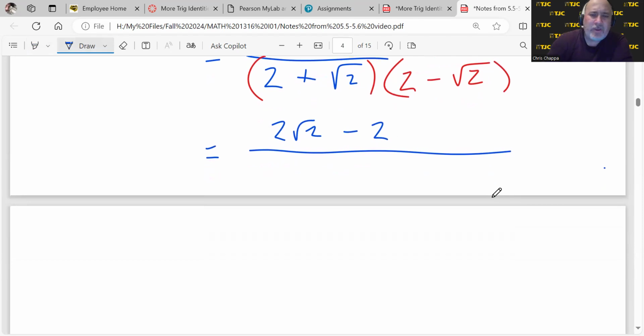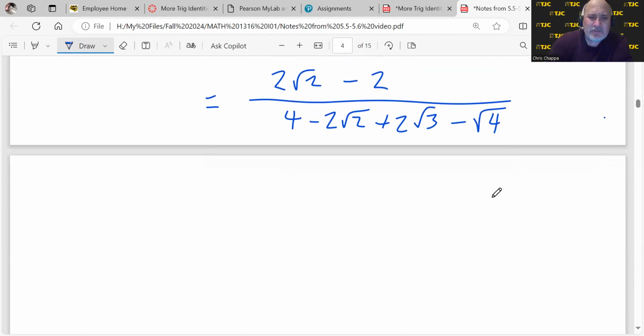And on the bottom, if we FOIL it, the first product would be 2 times 2 is 4. The outer is 2 times negative square root of 2, which is negative 2 square root of 2. The inner is positive 2 times square root of 2, excuse me. And the last is positive root 2 times negative root 2. Positive times negative is negative. Square root of 2 times square root of 2 is square root of 4.